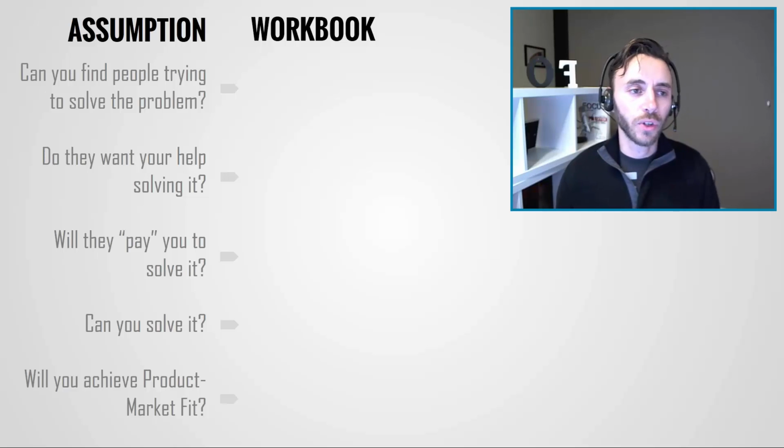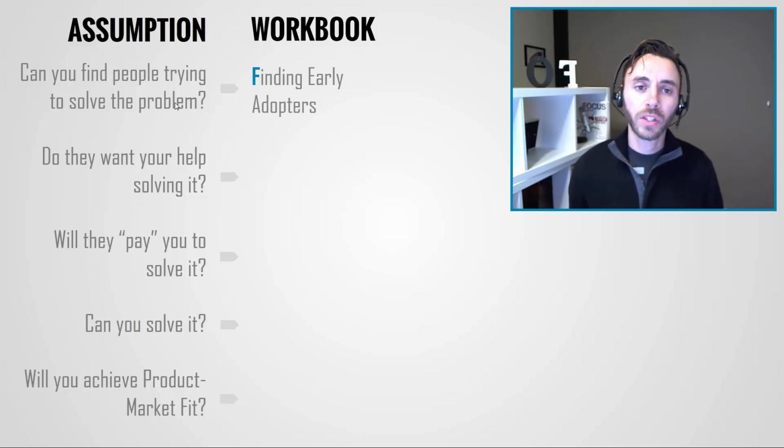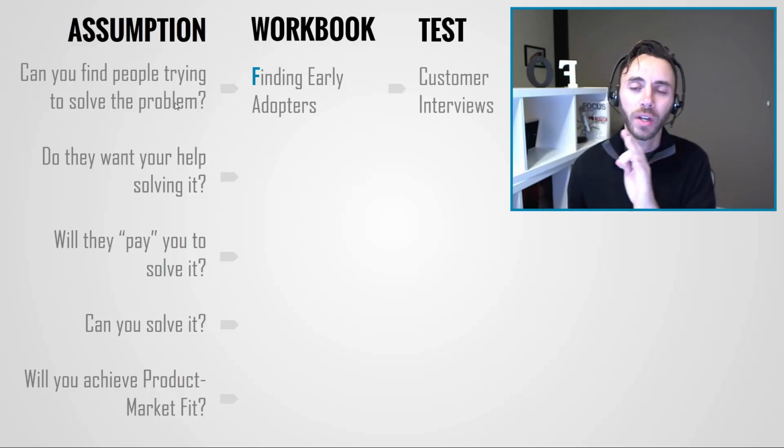So let's take a look at this first one. Can you find people already trying to solve the problem? People who are already trying to solve the problem that your product wants to solve, those are considered early adopters. And the first book is called Finding Early Adopters. The test that we run, just like we talked about before, is customer interviews.